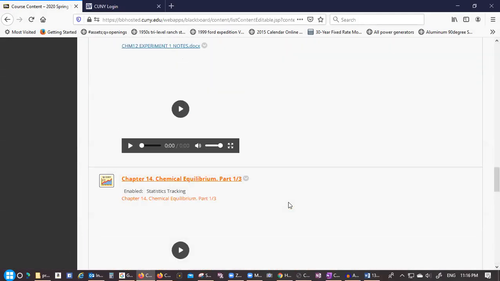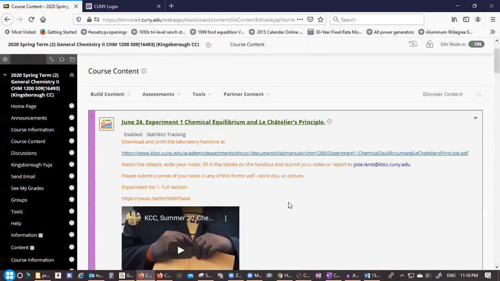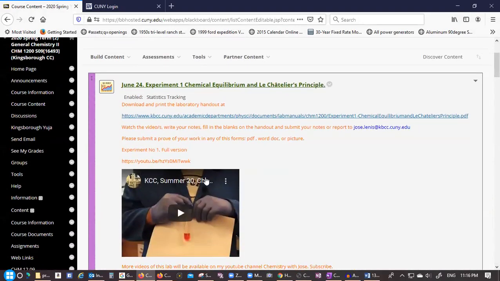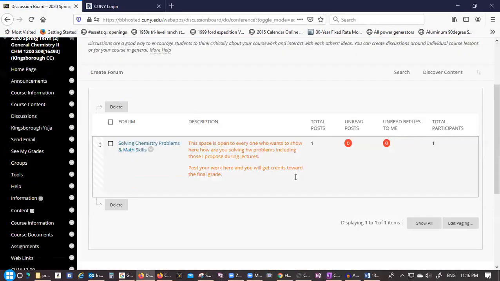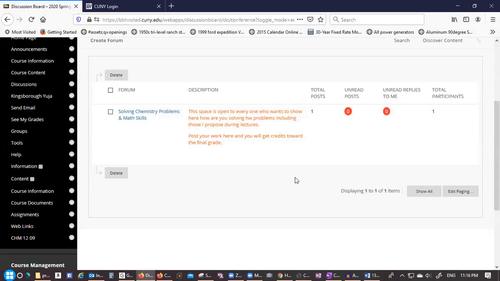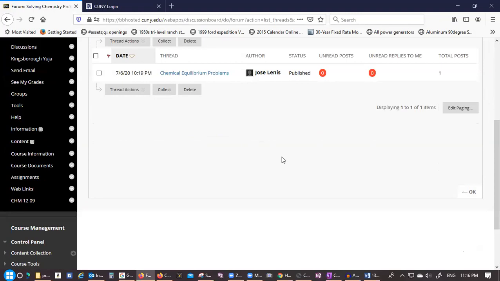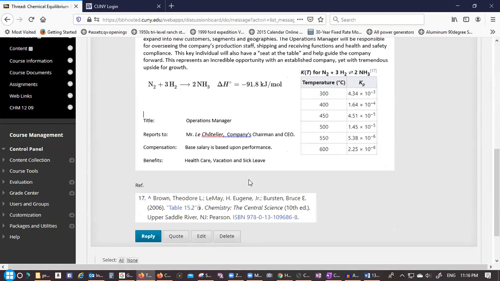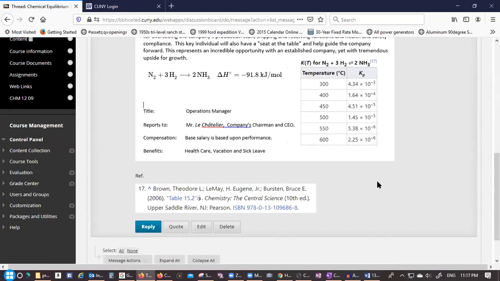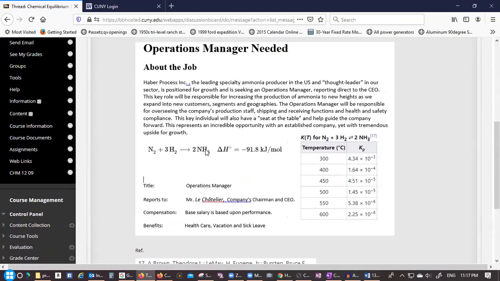The next part of the Blackboard that I recommend you to come to is this one. Visit this one. This is the discussion forum. I think I already have one material there. So yes, this one, chemical equilibrium. I'm expecting you to come and give your inputs on how to solve this problem, how to improve, in this case, the production of ammonia using the Haber process.